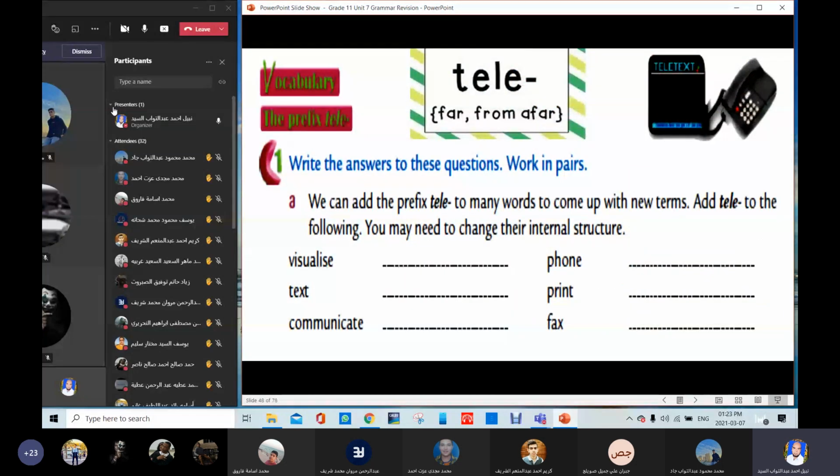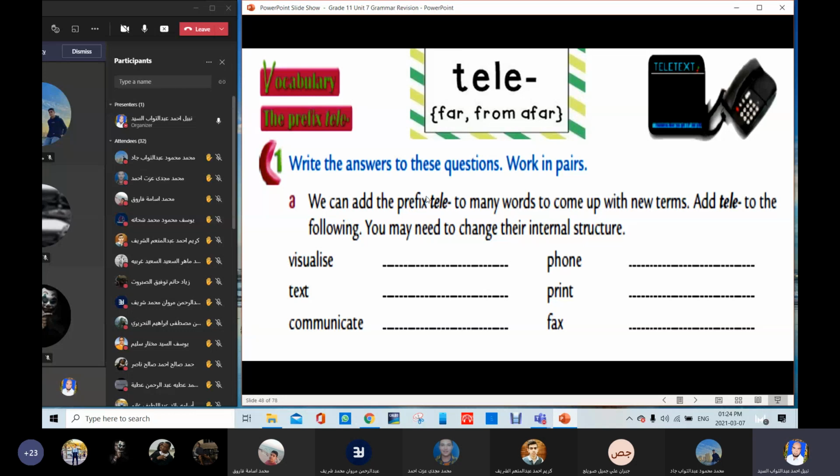Now write the answer to these questions. Work in pairs. We can add the prefix tele to many words to come up with new terms. Add tele to the following. You may need to change their internal structure, the base part of the word. For example, visualize becomes vision, print becomes printer, communicate becomes communication. Who can make a new word?